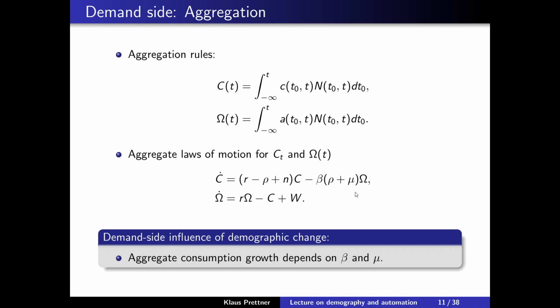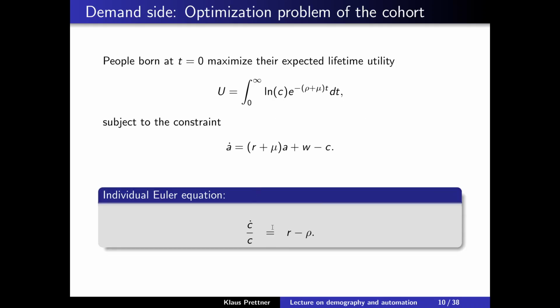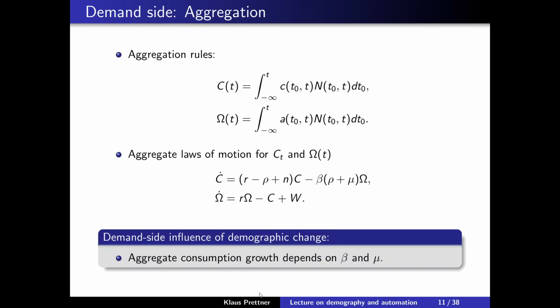And this continuously ongoing process of generational replacement of older cohorts with higher consumption levels by newer cohorts with lower consumption levels slows down aggregate consumption expenditure growth as compared to individual consumption expenditure growth.